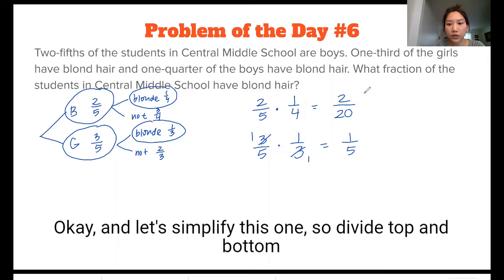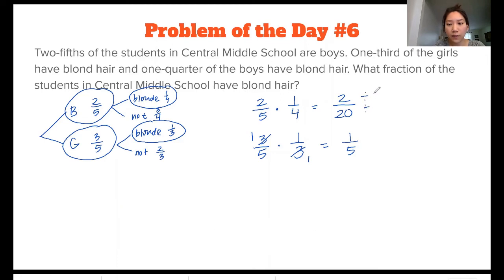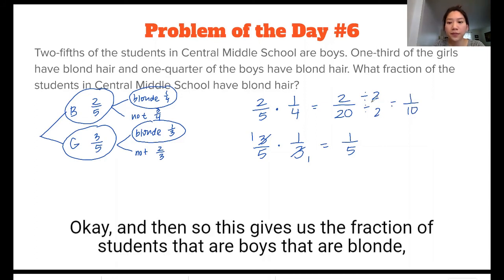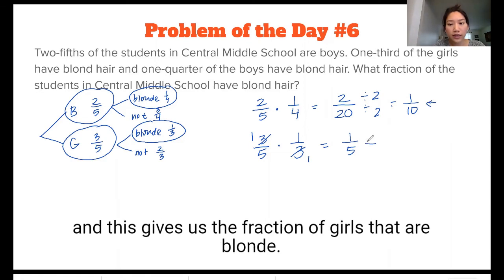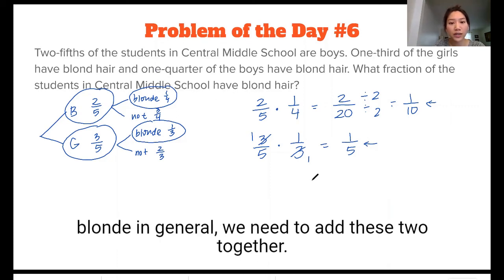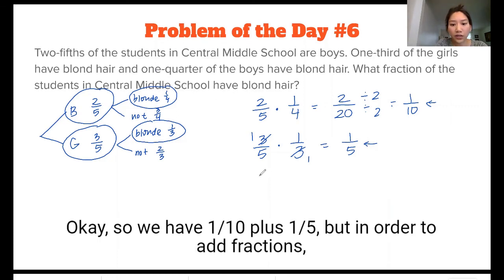Okay, and let's simplify this one. So divide top and bottom by 2, which gives us 1/10. Okay, and so this gives us the fraction of students that are boys that are blonde, and this gives us the fraction of girls that are blonde. And if we want to know the fraction of students that are blonde in general, we need to add these two together. Okay, so we have 1/10 plus 1/5.